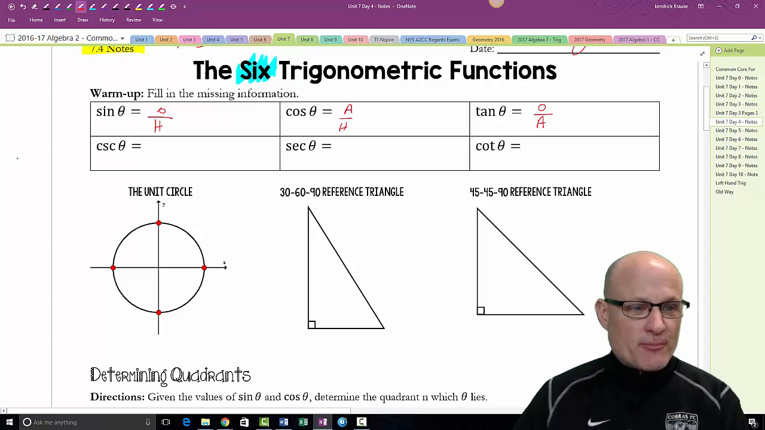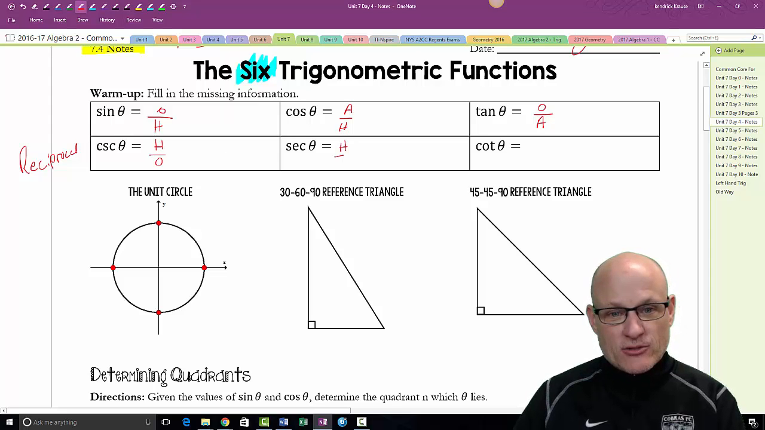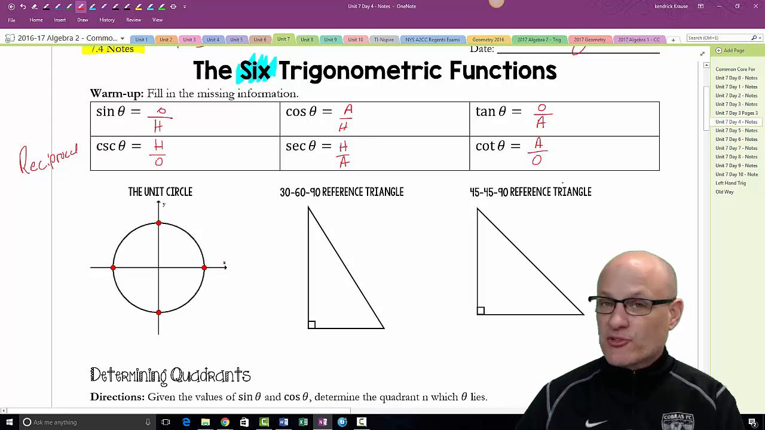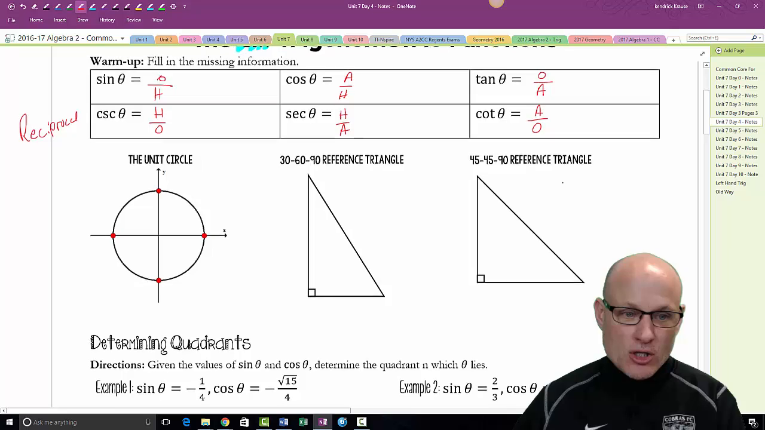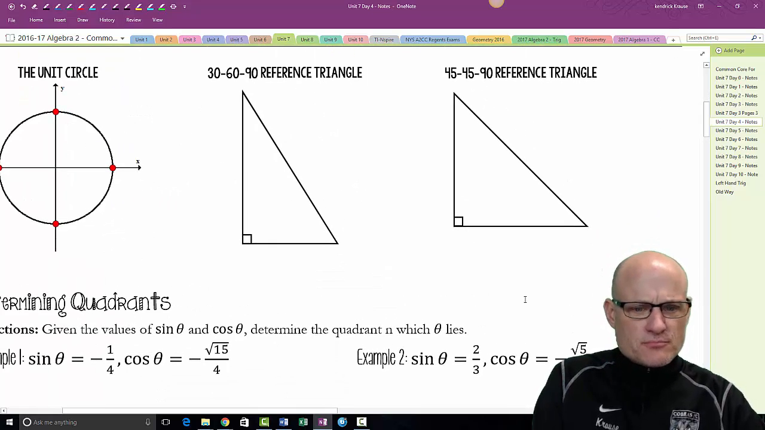And then these are the reciprocal functions. So this would be hypotenuse over opposite. This would be hypotenuse over adjacent. This would be adjacent over opposite. Simple stuff. Get it in your brain, bros and girls. All right, let's get moving on this stuff.